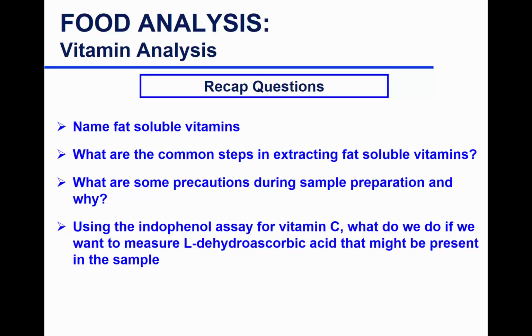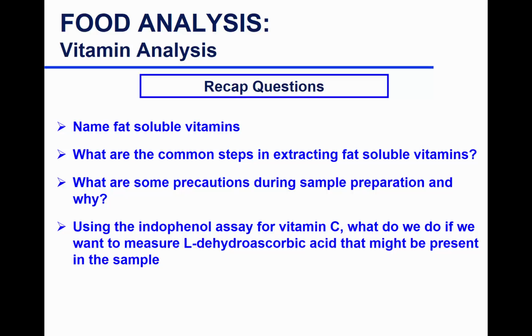Okay, so just to recap questions for vitamins. What are the fat-soluble vitamins? Yes, okay. So what are the common steps in extracting fat-soluble vitamins? Before solvent extraction, saponification, because you want to get rid of triglycerides, so you saponify them, they become soluble, the free fatty acids become soluble, and then you extract the vitamin, which is non-soluble yet, with solvent extraction.